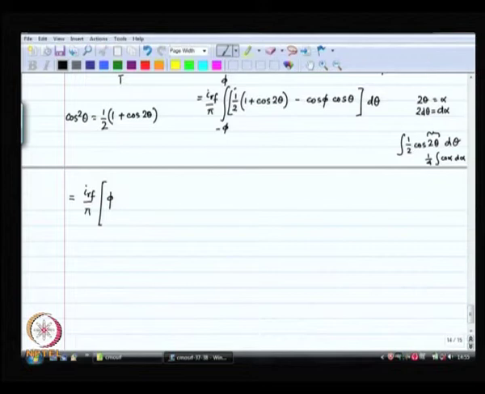Okay. Integral of cos alpha d alpha is sin alpha, right, and what are the limits over here? Limits are minus phi by 2 to phi by 2.